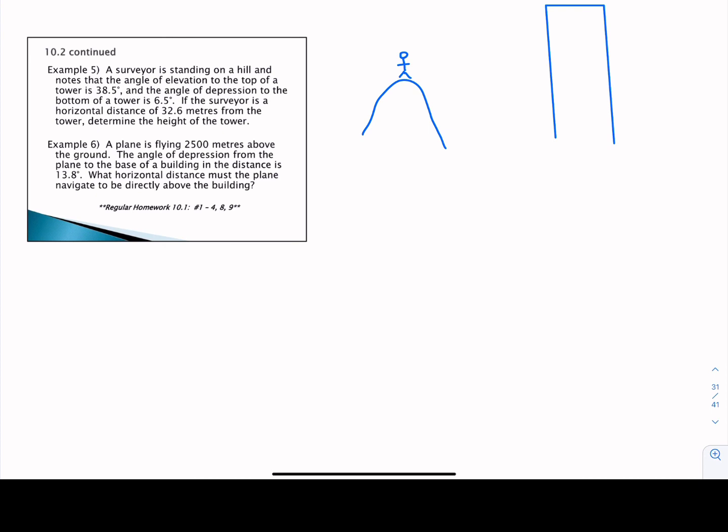So if you can imagine that we have measuring from the horizontal, remember elevation is always measured from the horizontal upwards.